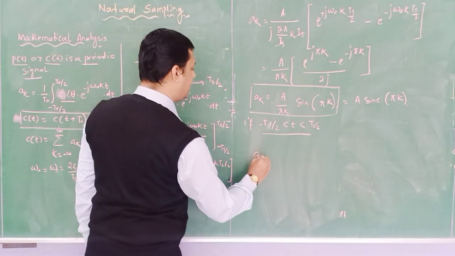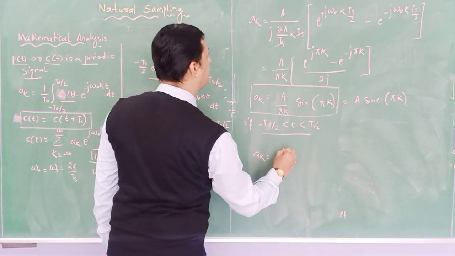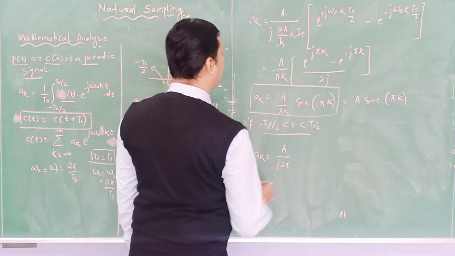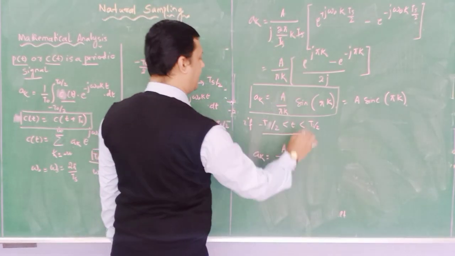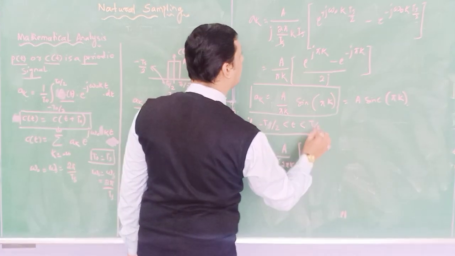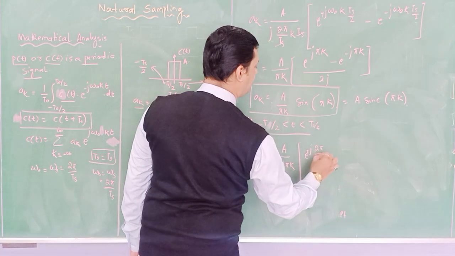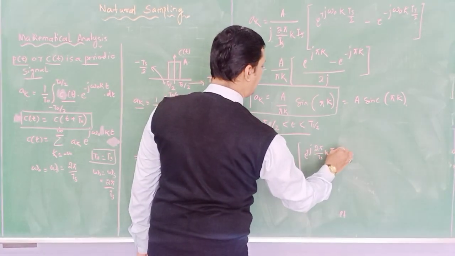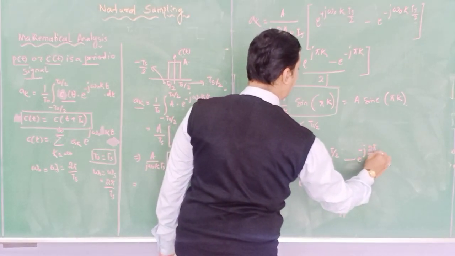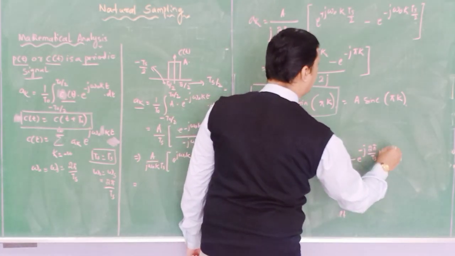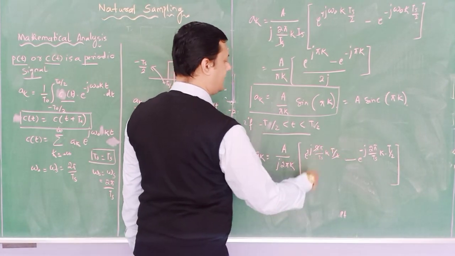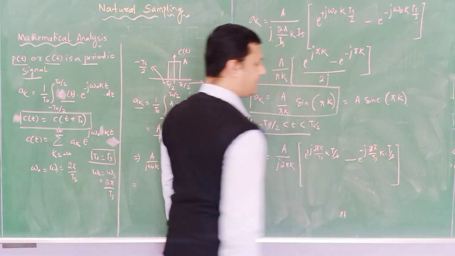So if this is the limitation, then your constant coefficient is A divided by j2 pi k. This Ts gets cancelled out. In this, it is e to the power plus j, omega naught is replaced by 2 pi by Ts, k T by 2, minus e to the power minus j 2 pi by Ts k and T by 2. Done. So these two get cancelled out.